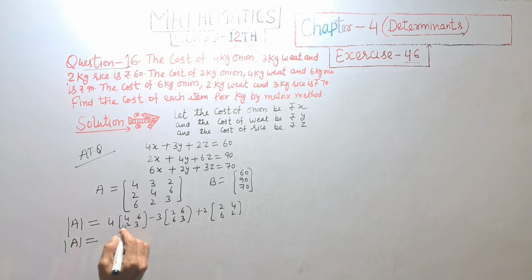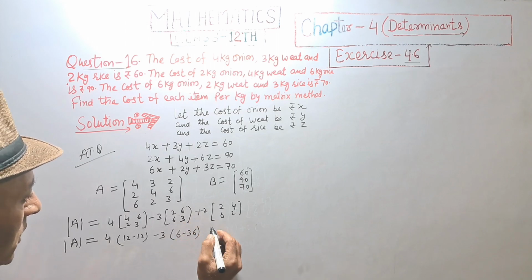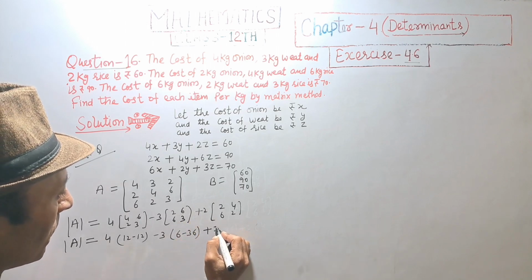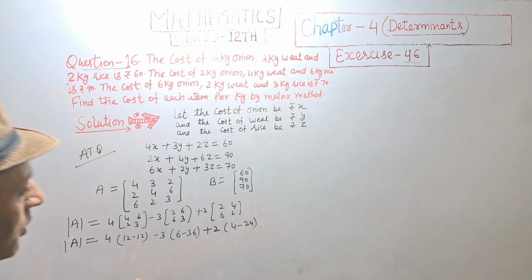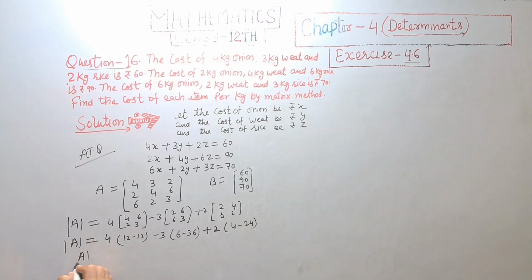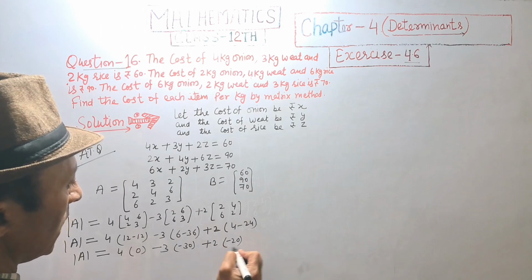Determinant of A is equal to 4. 3 4s are 12 minus 12, minus 3. 3 2s are 6 minus 6 6s are 36, plus 2. 2 2s are 4 minus 6 4s are 24. Determinant of A is equal to 4 into 12 minus 12, 0, minus 3 into 36 minus 6, that is 30, minus 30, plus 2 into minus 20.